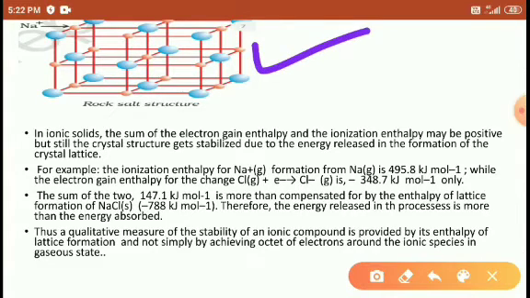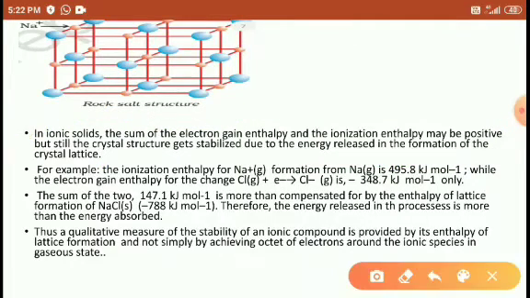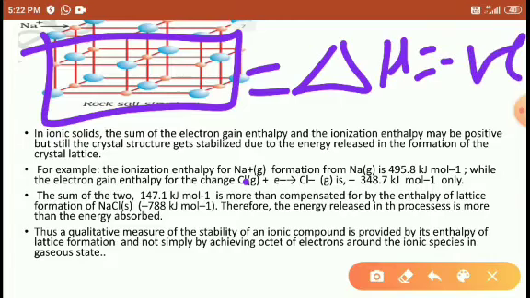Right, students. In an ionic solid, the sum of electron gain enthalpy and ionization enthalpy may be positive, but the crystal still gets stabilized due to the energy released in the formation of the crystal lattice. If the enthalpy of this crystal formation is negative, it means it is more stable, because during the formation of the crystal, both the positive and negative species release energy. Negative means it is more stabilized.